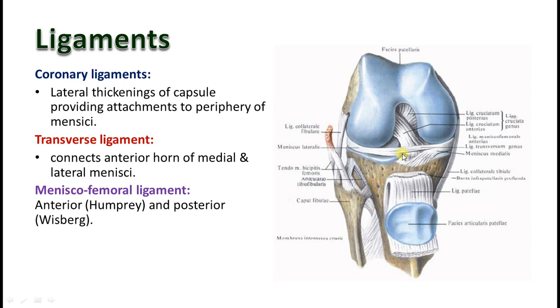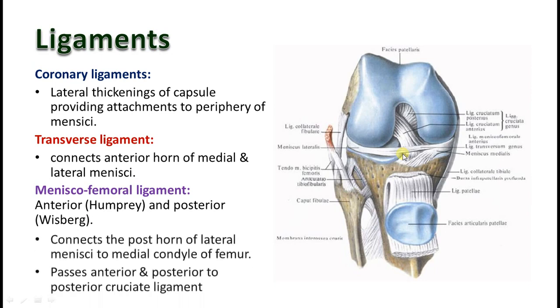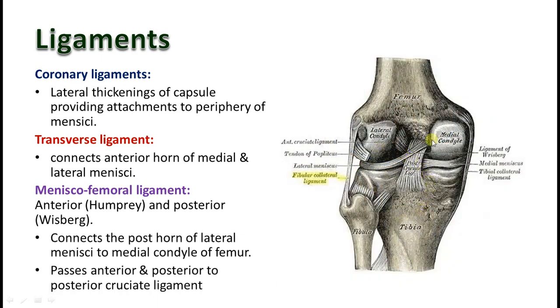Then you have the meniscofemoral ligament. It has an anterior part which is called Humphrey and a posterior part which is called Rosberg. So here you are able to see, from the posterior horn of the lateral meniscus some fibers go beyond the posterior cruciate ligament, and that part is the Rosberg. Some fibers go in front of the posterior cruciate ligament, that is called the Humphrey.